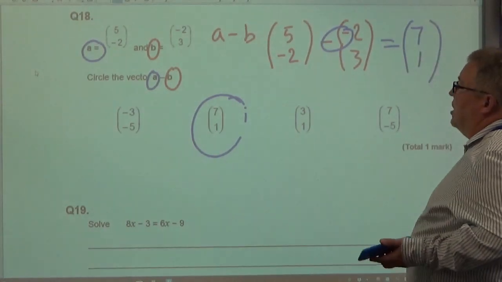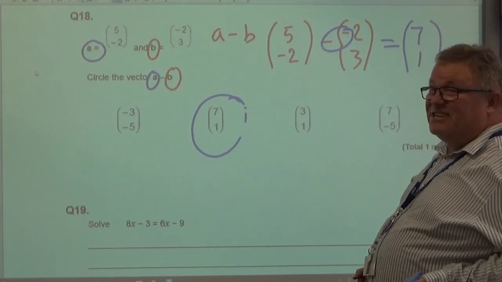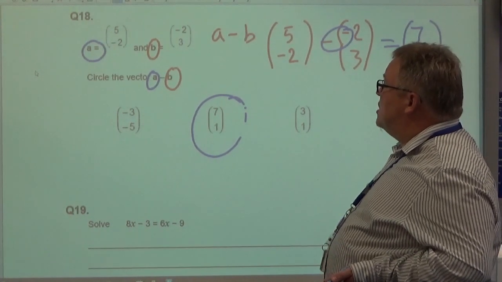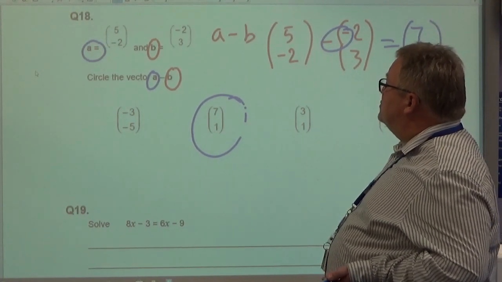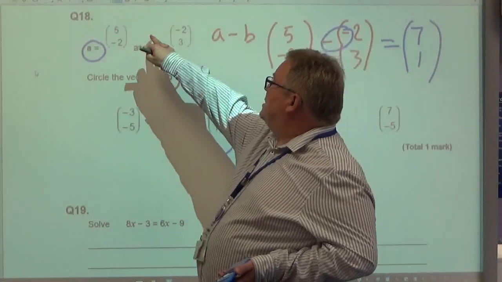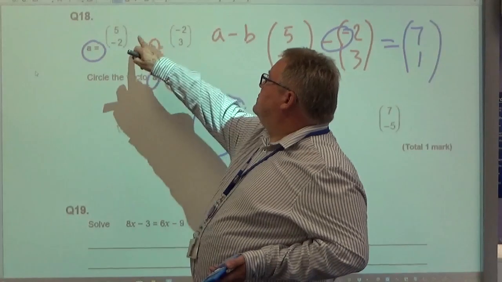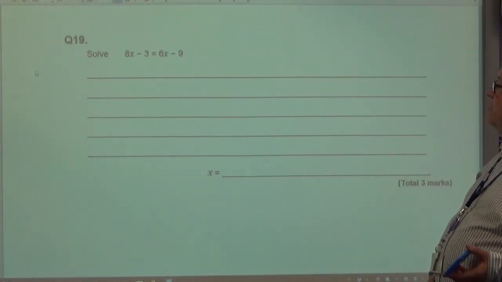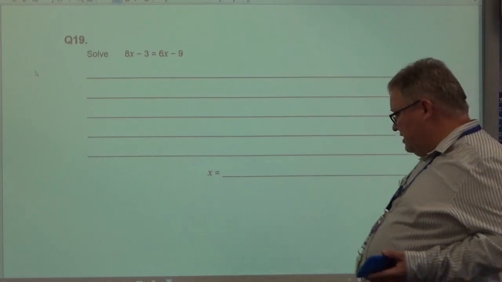Now that's 1 mark, but even if you don't really know that much about vectors, that's very easy, nice marks to pick up. And often you might not see it in the form A minus B, you might just see a minus sign between the 2 vectors. Grand. Okay, so now we've got solving another equation here.